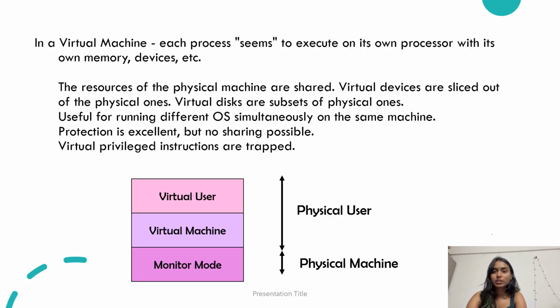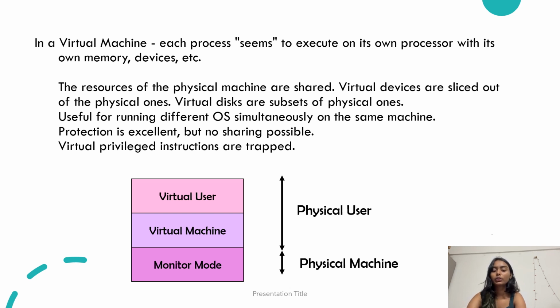So now virtual machine. In a virtual machine, each process seems to execute on its own processor with its own memory, devices, etc. The resources of the physical machine are shared. Virtual devices are sliced out of the physical ones. Virtual disks are subsets of physical ones, useful for running different operating systems simultaneously on the same machine.